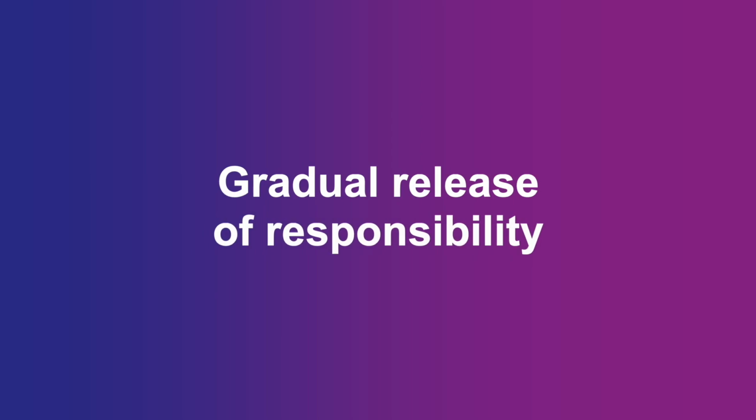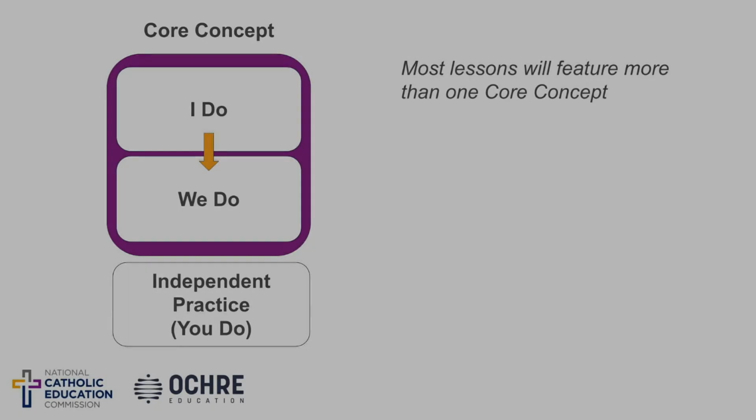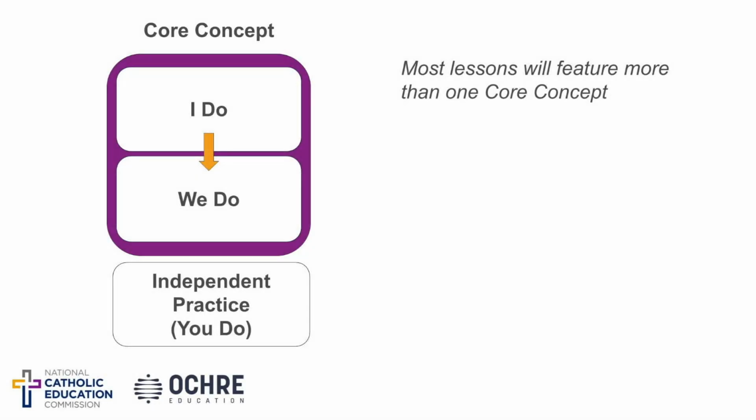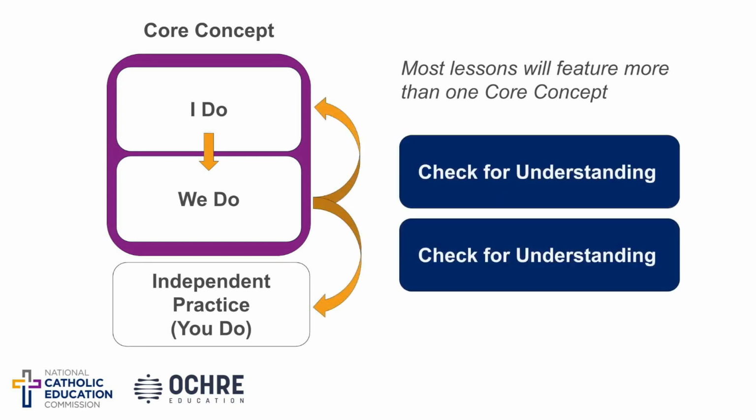Now, let's explore a key framework built into the new resources, the gradual release of responsibility model. This model is at the heart of explicit instruction. The gradual release of responsibility model within explicit instruction is what we refer to as the process of I do, we do, and then you do it.